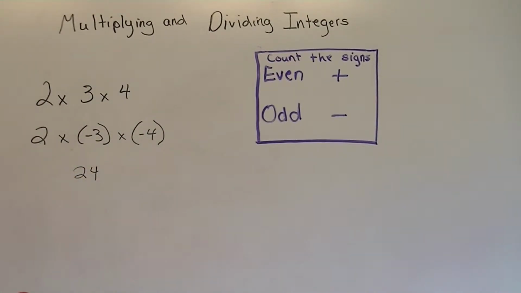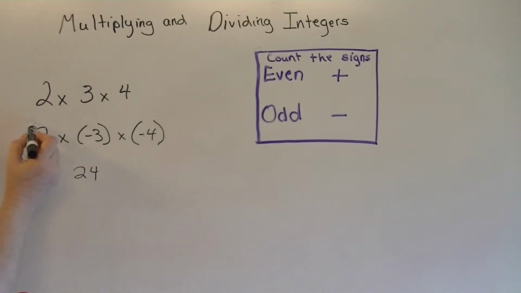Now, we're going to look at this box that's in purple. It says count the signs. Well, there's 1, 2. When you count the signs, if you get an even number, we got 2, 2 is an even number, it means that your answer is positive. So it's positive 24. You can leave it like this, which means positive, or you can write the positive sign. I like to leave it like that.